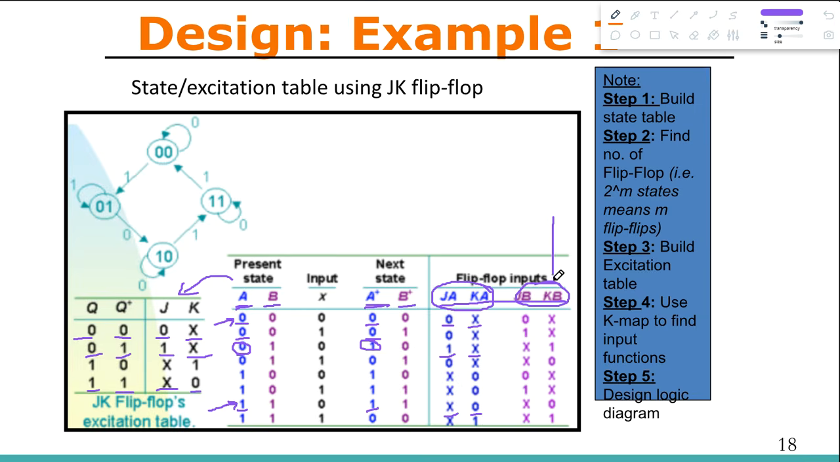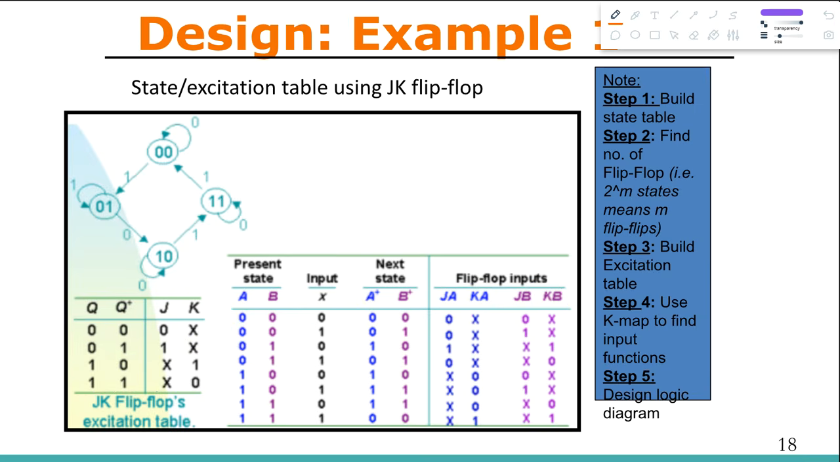Similarly, we can do the same for JB and KB, and we will only consider B and B plus as present state and next state for that, and we will take the flip-flop's excitation table into consideration, and we will fill those columns up. Okay, so this is how we can fill the flip-flop input columns.